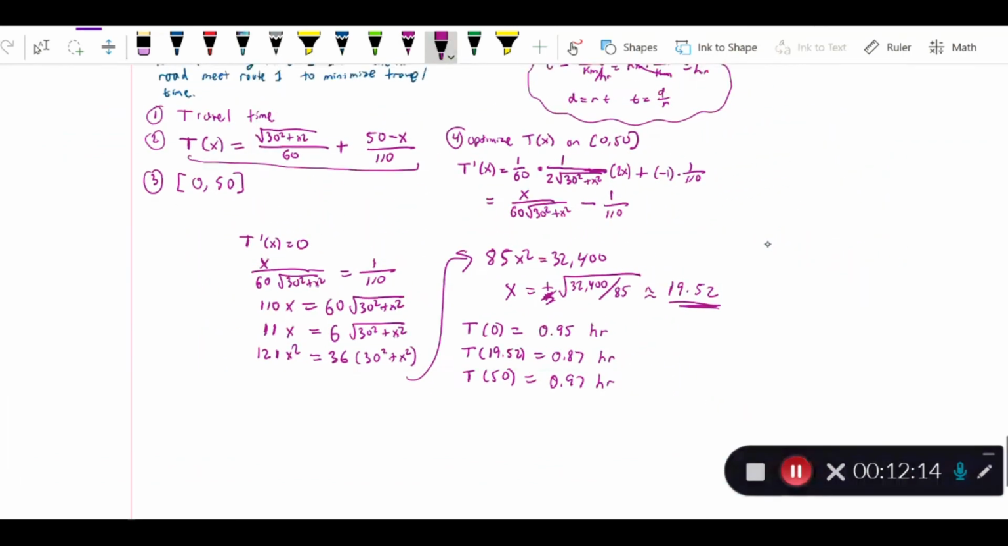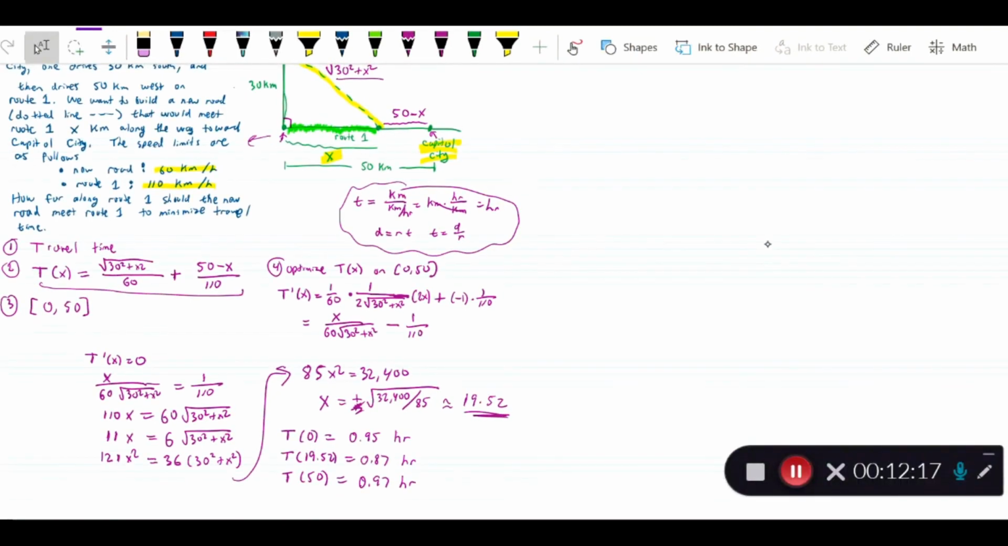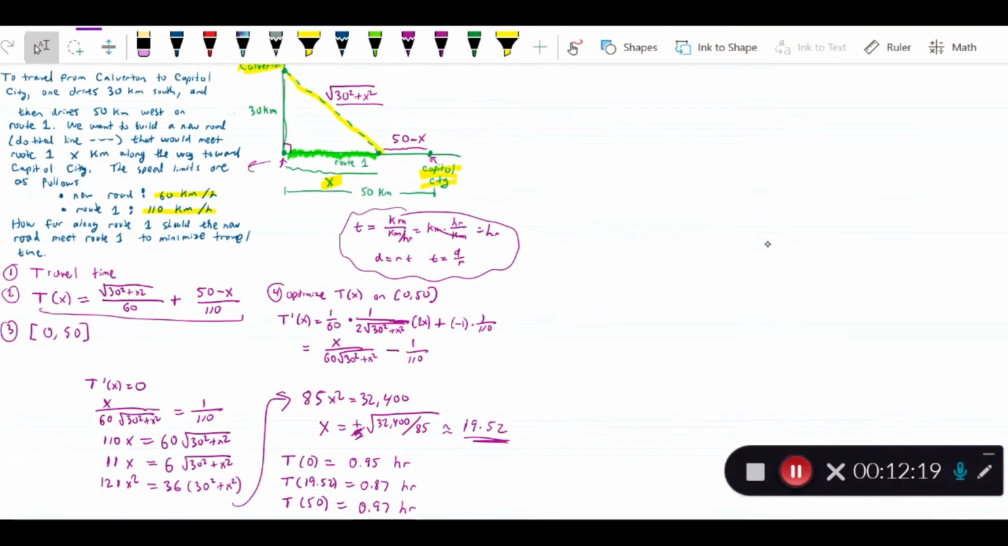So it's kind of interesting what happens here. We can see that if we just basically don't build the road at all and just have people head south and then west again, well, actually, it would be a new road because we don't know what the speed limit on the old road is. So we build a new road, let's say parallel to that. It's going to take them 0.95 hours. On the other hand, if we just build a straight diagonal line from Calverton to Capital City, it'll take them 0.97 hours. If instead we have the roads meet at 19.57 kilometers, then it's going to be 0.87 hours.